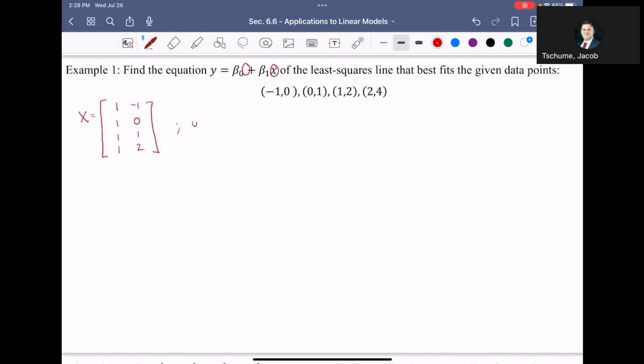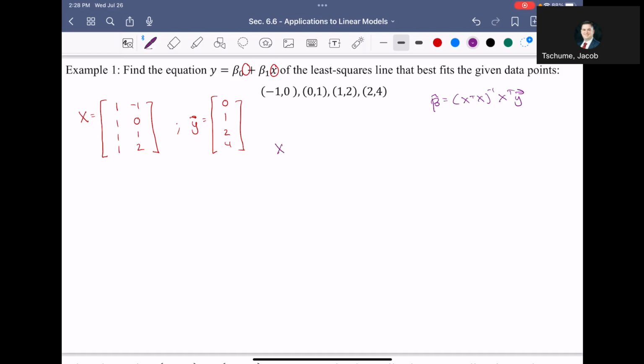A little bit easier to do is you need your column vector y. So your column vector y is just the vector of your y values in order. So 0, 1, 2, and 4. All right, the formula we just went over says that beta hat will be X transpose X inverse times X transpose y. So let's figure that out.